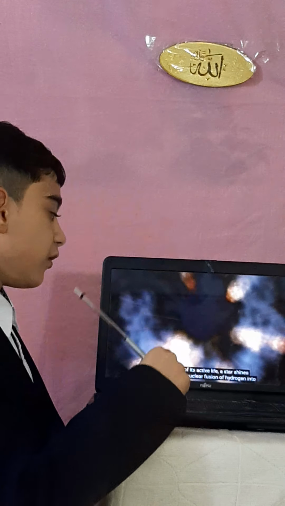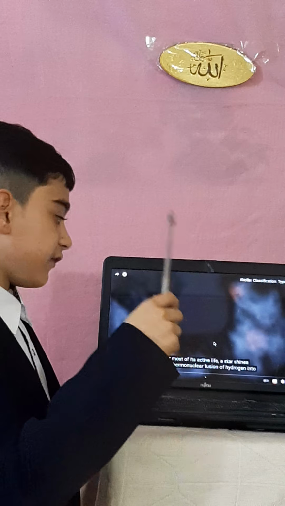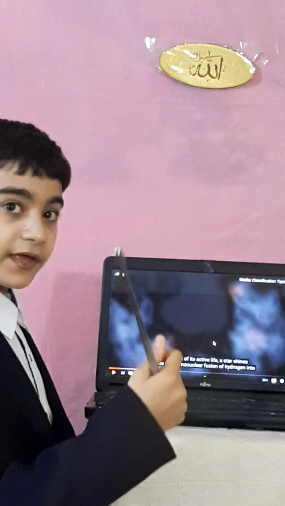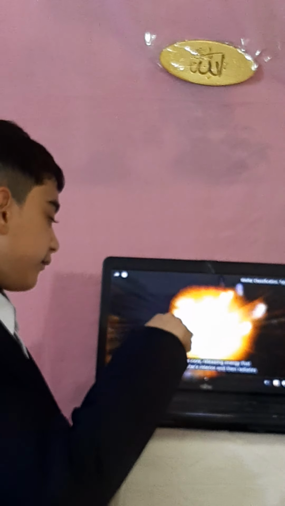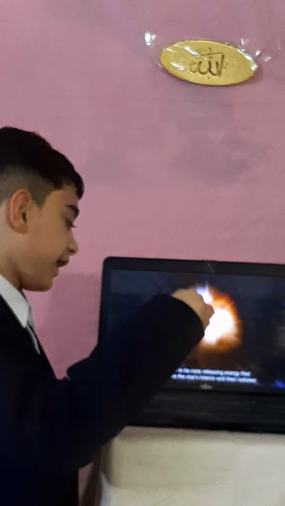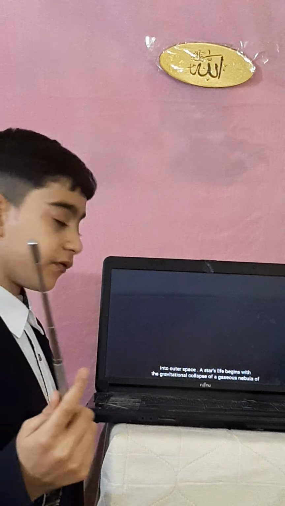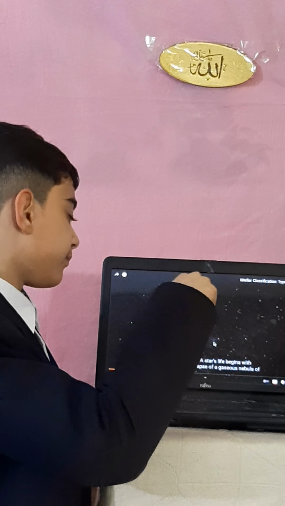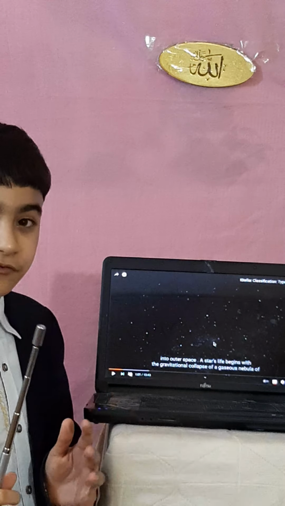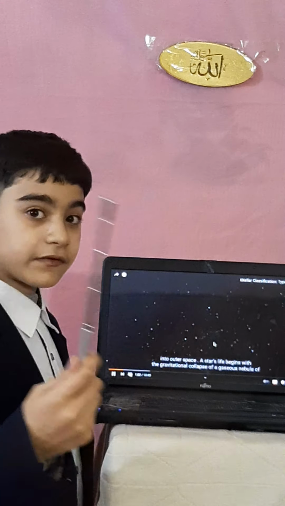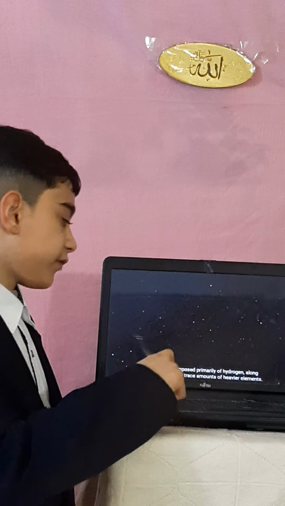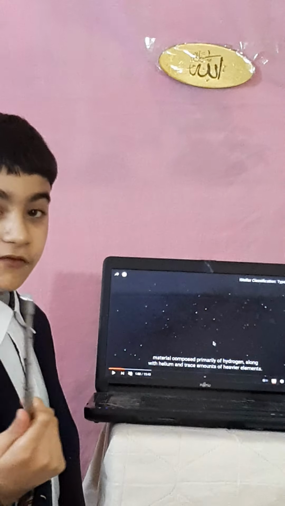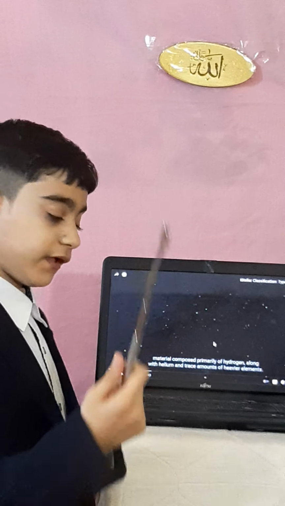estimated from their spectra. For most of its active life, a star shines due to thermonuclear fusion of hydrogen into helium in its core, releasing energy that traverses the star's interior and into outer space. The star's life begins with the gravitational collapse of a gaseous nebula. A gas cloud means materials composed primarily of hydrogen along with helium, and trace amounts of heavier elements like silicon and iron.